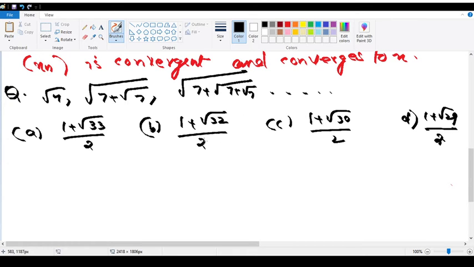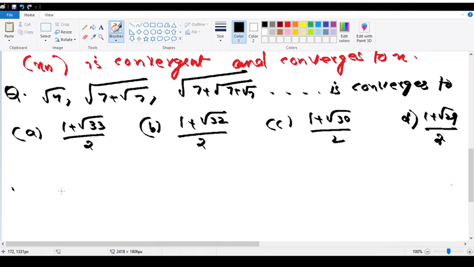This sequence converges to which limit? That is the question. Option B, ma'am.